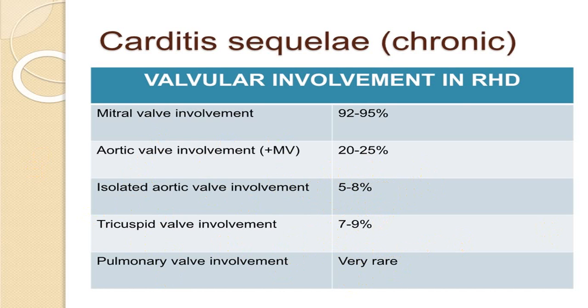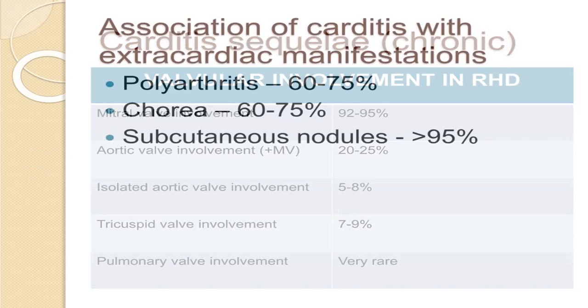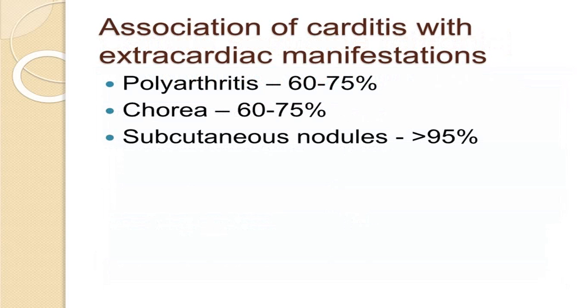So you usually come across MS-MR with aortic valve involvement, maybe AR or AS. Carditis can be associated very frequently. Most common frequent association is polyarthritis, subcutaneous nodule, which are good number of times missed, and occasionally in 60 to 75% of people may be associated with chorea. But in a chorea, usually it is a subclinical carditis rather than full-blown pancarditis.